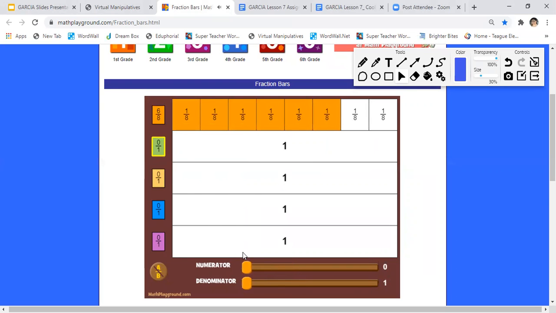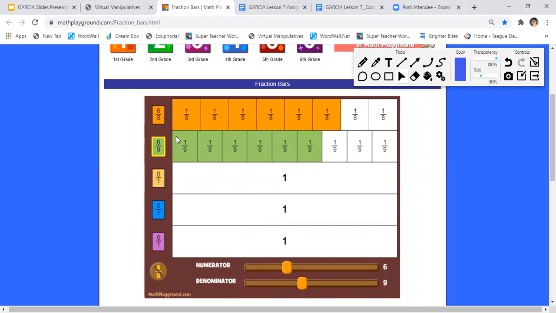The next one is going to be ninths. So I move over to the ninths and six of them will be shaded here as well. My numerators are the same, my denominators are different. If you notice something, I want you to tell me, does it look like the eighths are bigger pieces than the ninths?